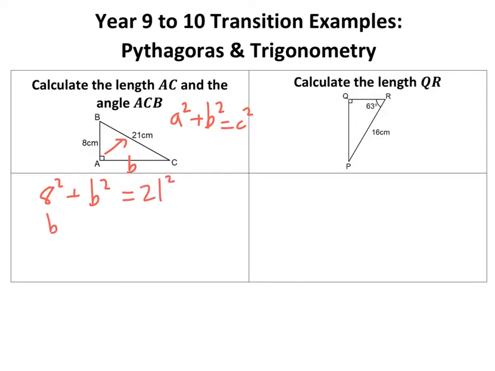And so therefore b squared equals 21 squared minus 8 squared, which I'm going to use my calculator for. Alright, so 21 squared minus 8 squared equals 377. And I don't want b squared, I just want b. And so therefore I need to square root that, and I end up with 19.4.